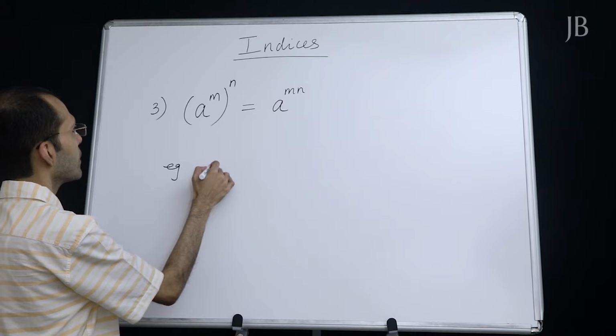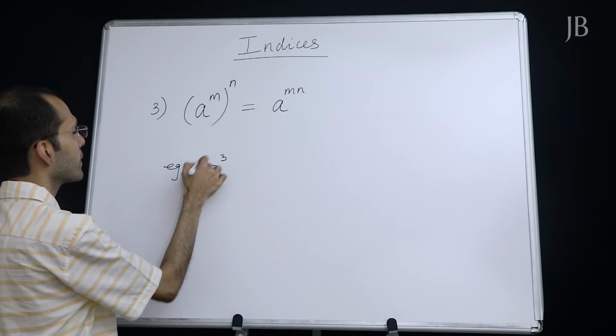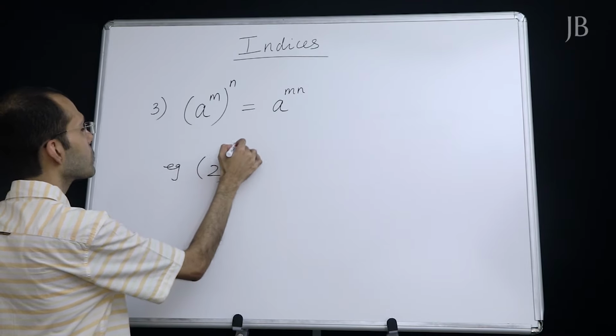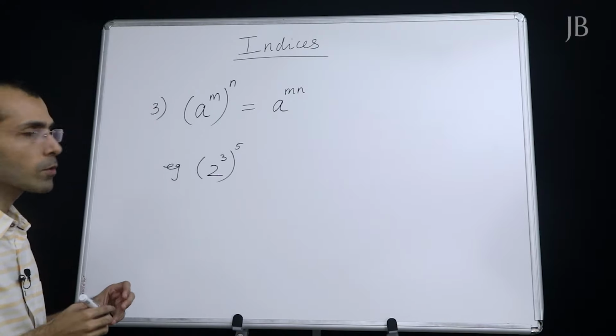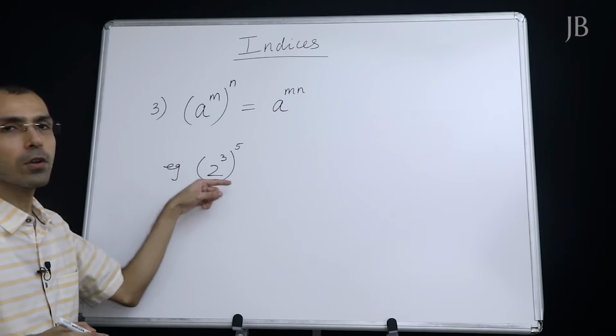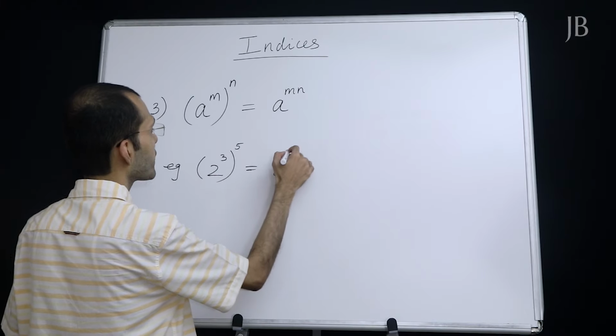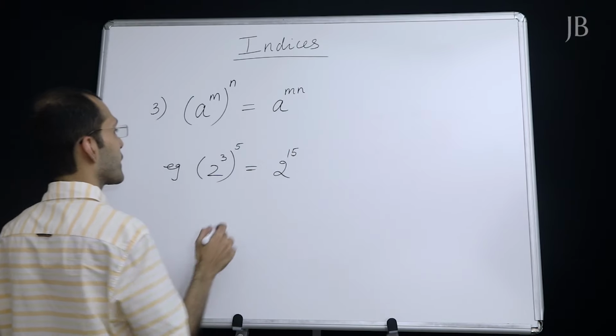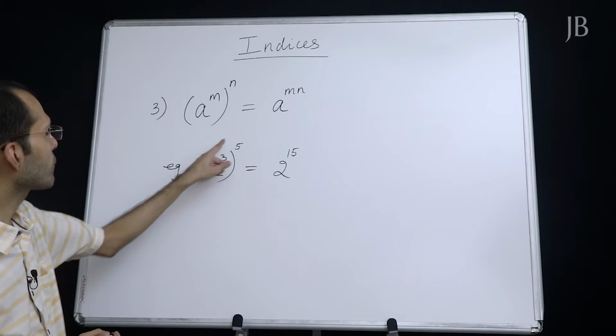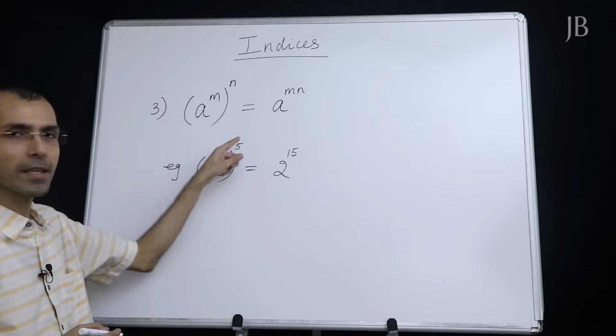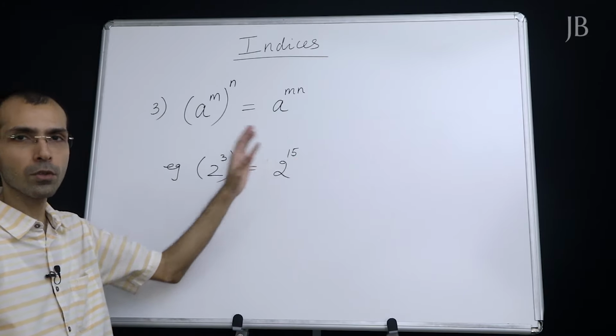Example, 2 raised to 3, the whole raised to 5. This will be 2 raised to 15. The two powers will get multiplied. This will be clearly 2 raised to 15.